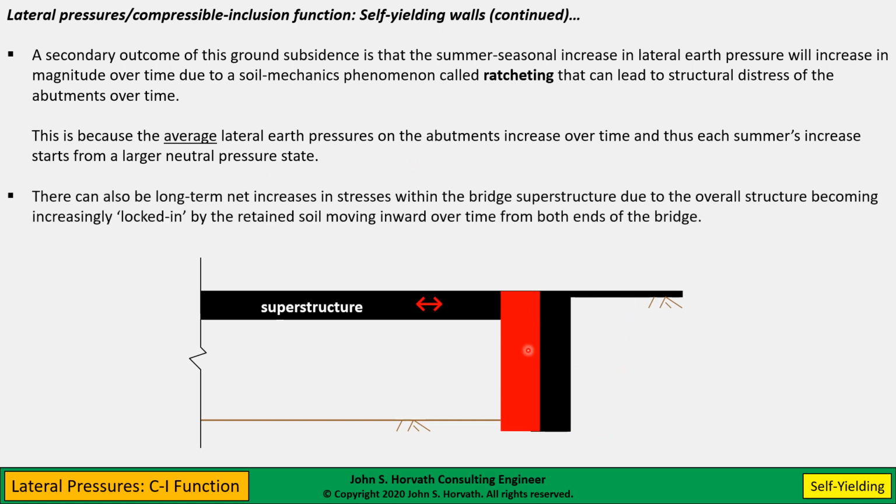Well, because this abutment is marching inward over time and getting locked in over time, you can also develop long-term net increases in stresses within the bridge superstructure, due to the overall structure becoming increasingly locked in by the retained soil. Again, as the soil slumps downward, in the summertime, it's not going to magically unslump itself. And that's just the inelastic nature of soil. The summer expansion is not going to magically push this soil back to where it was. It's going to stay slumped down, and it's only going to get worse over time.